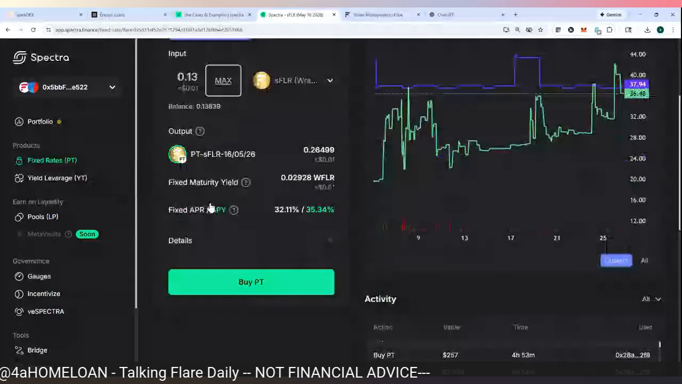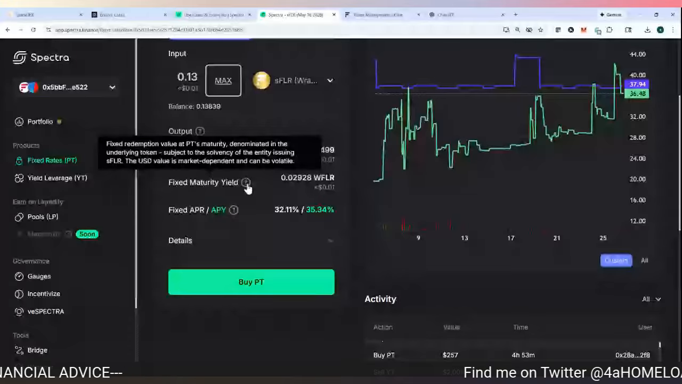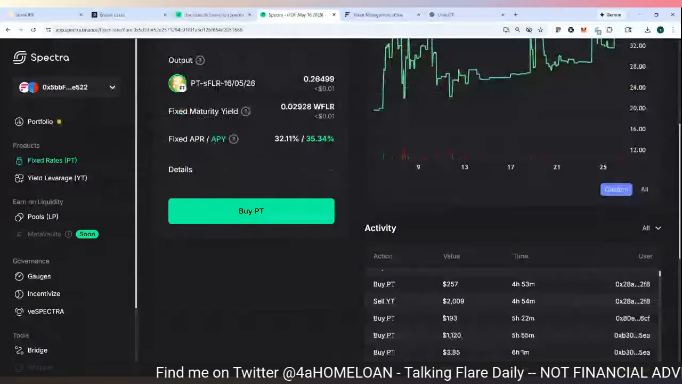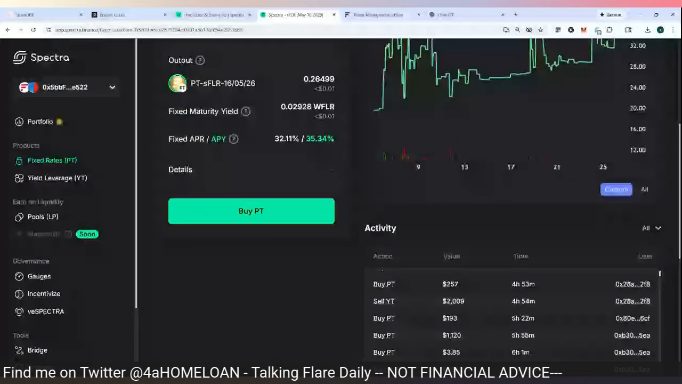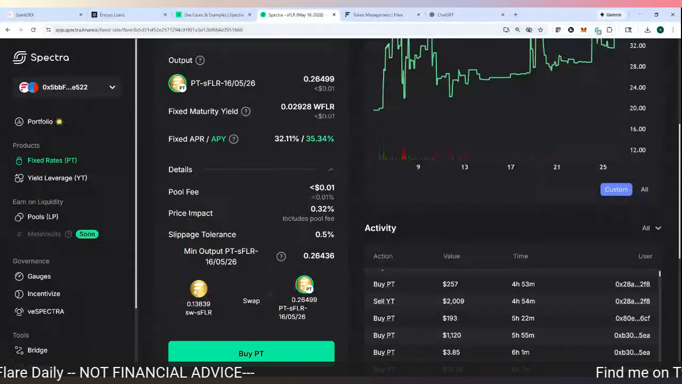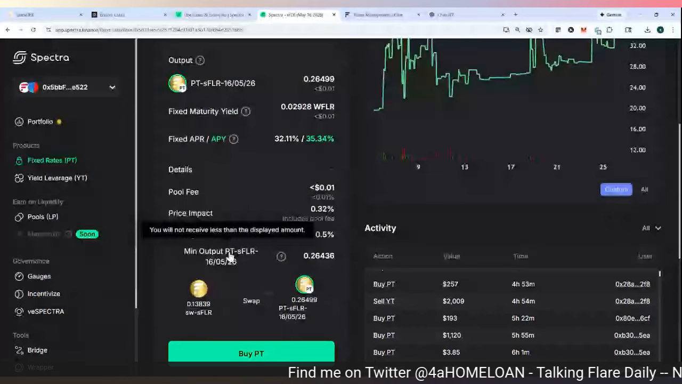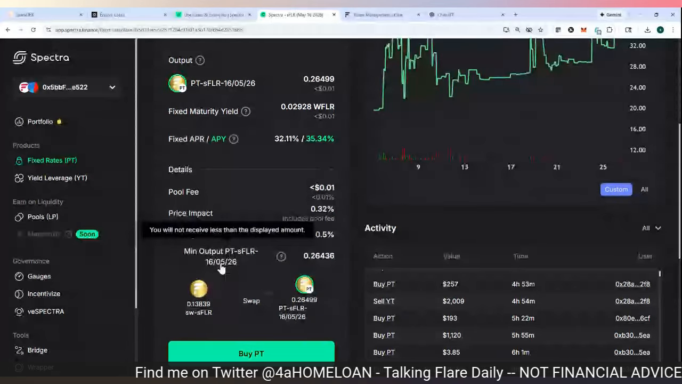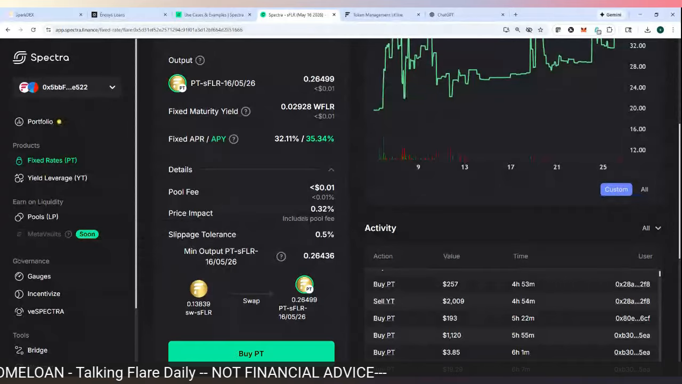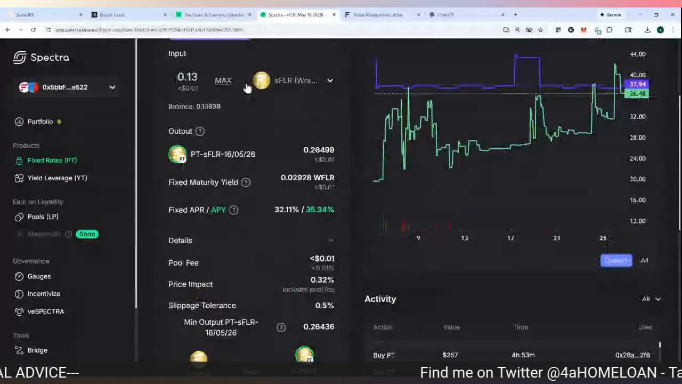The fixed maturity yield, right? This is telling me the value associated with my yield. And then here's the fixed APR. This is the fixed APR, APY, right? 35.34 we saw and 32.11, okay? Click on details. It tells you what the fees are. It tells you the price impact, right? Pool fees, and it tells you slippage. And then it also tells you what your minimum output for PT tokens will be on May 16th, 2026, which is you're going to get nothing less than 0.26 of these PT tokens for depositing 0.13 sFLR, okay?